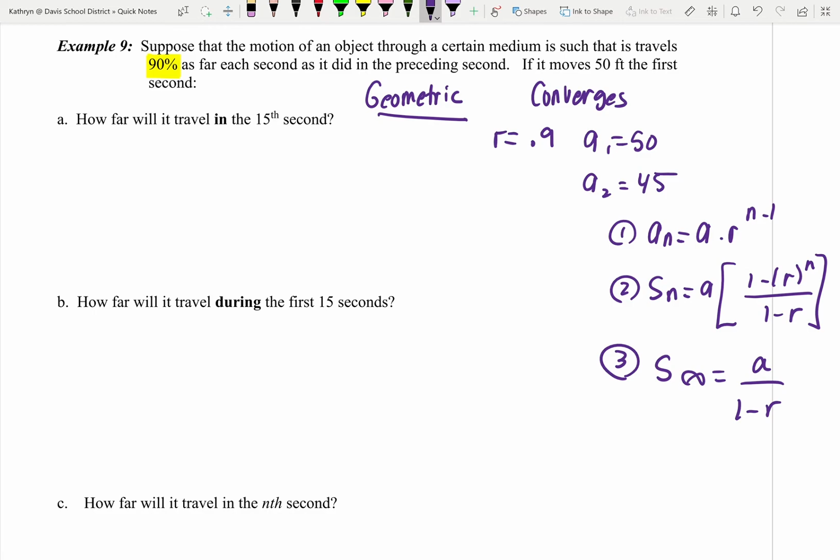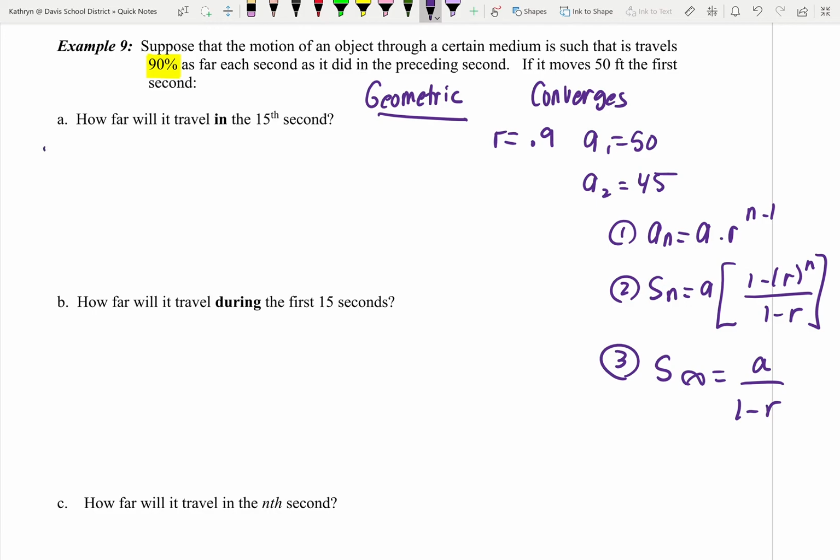Read the first question. How far will it travel in the 15th second? You tell me, 1, 2, or 3? If they wanted 2, they would want the first second plus the second plus the third. How would it be worded if they wanted equation 2? During the first 15. But they want it just in the 15th second. So they want equation 1.